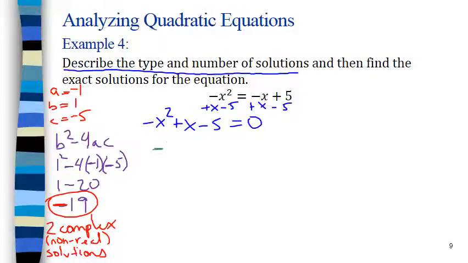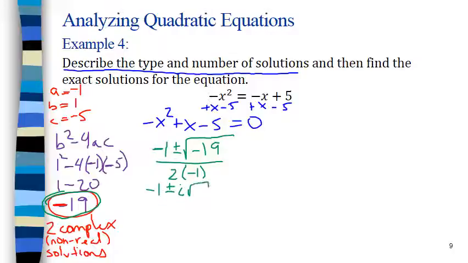So negative b plus or minus the square root of, we already found negative 19, right? Because we already found the discriminant, it's right here, all over 2a, so 2 times negative 1. So we have negative 1 plus or minus i square root of 19, all over negative 2. I don't like leaving negatives in the denominator. So you can either multiply both numerator and denominator by a negative, or you can just leave it like this, that's fine.